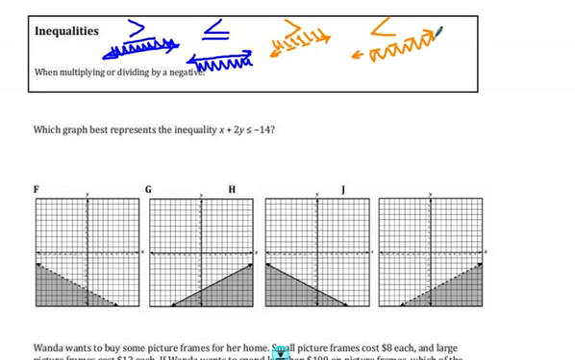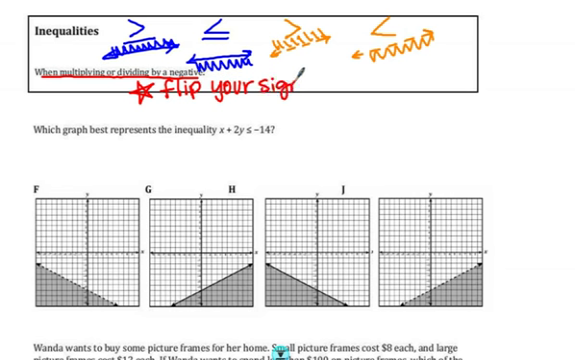And then the most important rule is when multiplying or dividing by a negative, what do we have to remember? We need to flip that sign.